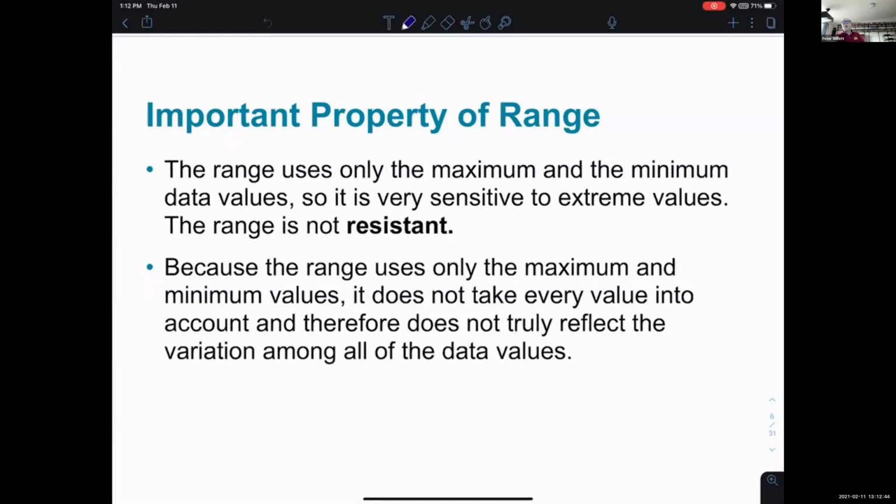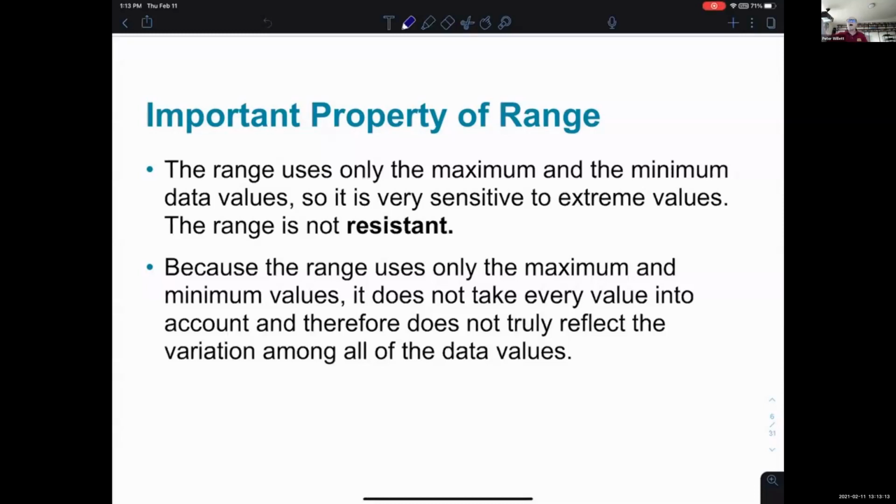And so when they do not have a strong impact on the value of your calculation, you say your calculation is resistant, meaning it's resistant to being influenced from a few outliers. Now they're using this property discussion and applying it to range. Now it says the range uses only the maximum and minimum data values. So it's very sensitive to extreme values.